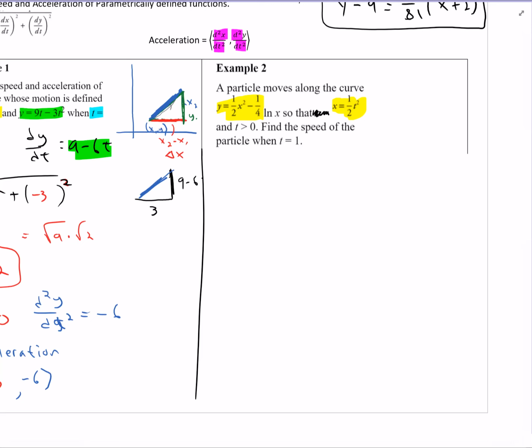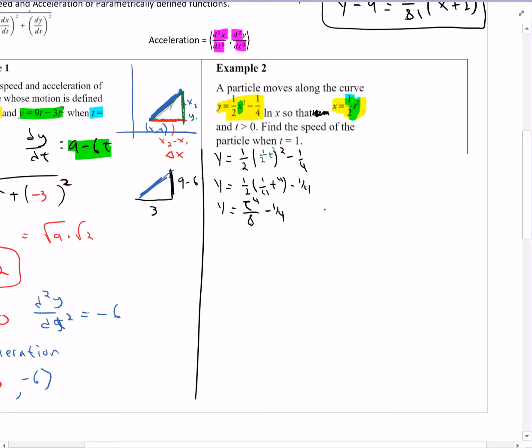We know that x is 1/2 t squared, so I can replace this x with what x is. We're going to write y equals 1/2, and we're going to put in what x is, which is 1/2 t squared. We're going to simplify this, and we're going to get 1/2 times 1/4 t to the 4th minus 1/4, and then cleaning it up a little more, t to the 4th over 8 minus 1/4. So this is how the y coordinate is defined, and the x coordinate is defined by this.